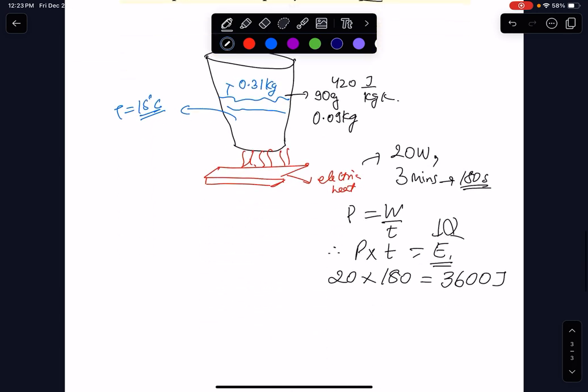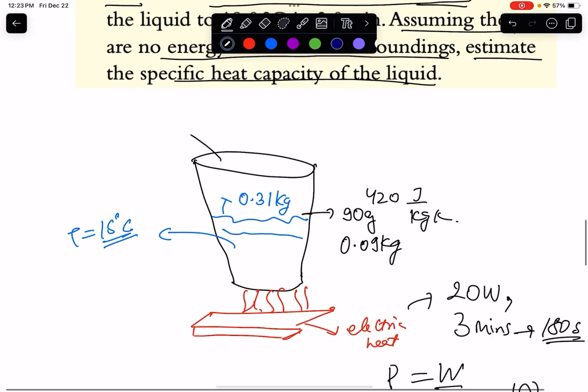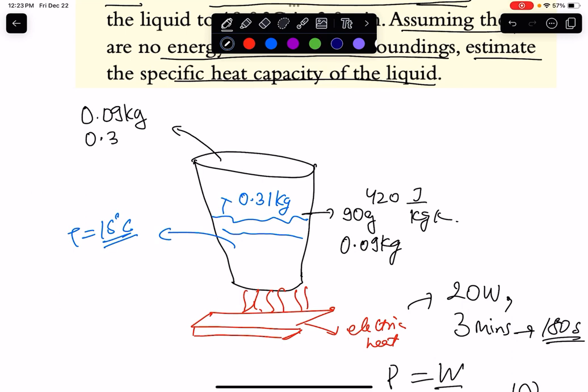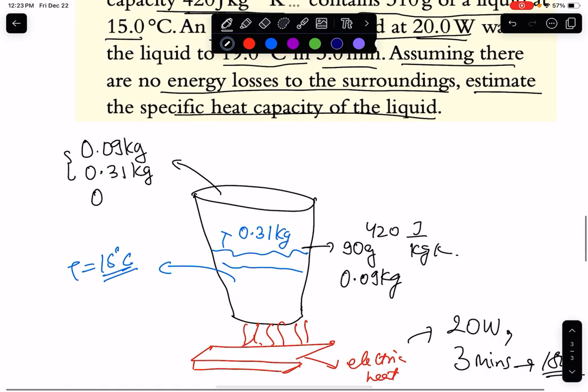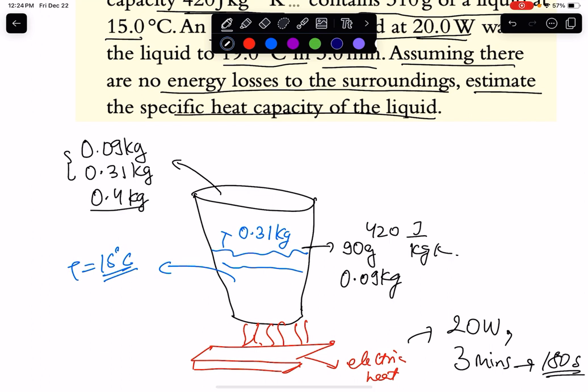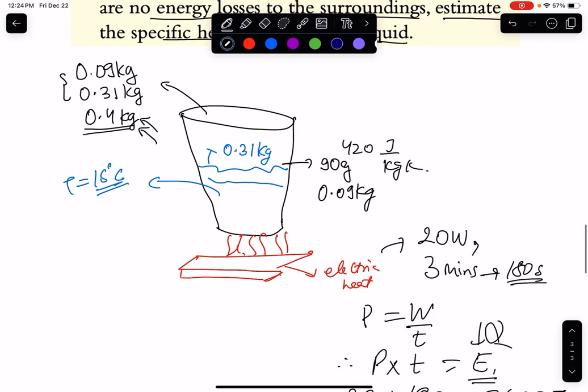The main idea is that if you look at this calorimeter cup and at the liquid, then you have 0.09 kilograms of the calorimeter plus 0.31 kilograms of the liquid. So in total, this comes out to be 0.4 kilograms. You've got both the calorimeter and the liquid as well. Now what's happening is that to this entire system, you're applying 3,600 joules of energy.